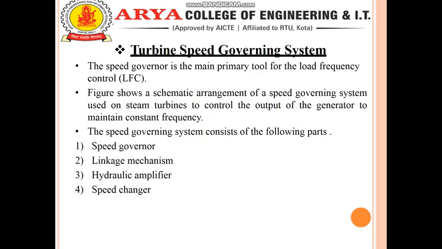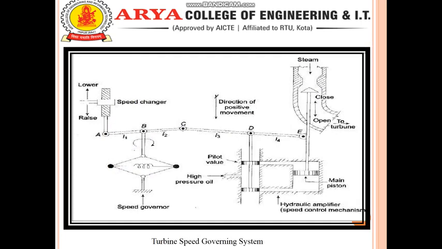Turbine speed governing system. The speed governor is the main primary tool for load frequency control. The figure shows a schematic arrangement of a speed governing system used on a steam turbine to control the output of the generator and maintain constant frequency. The speed governing system consists of the following parts: a speed governor, linkage mechanism, hydraulic amplifier, and speed changer. This is a schematic diagram of the turbine speed governing system.